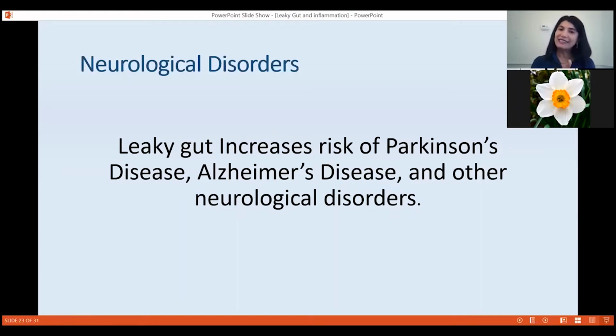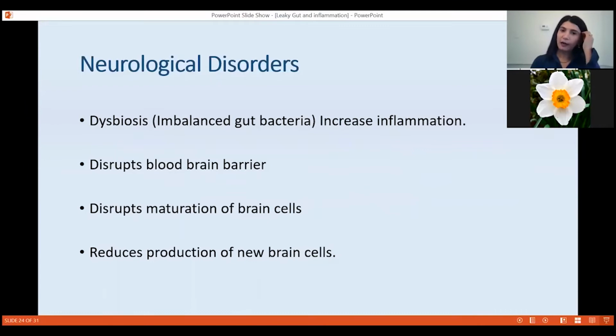So the question is: how does leaky gut, or how does the bacterial imbalance which is causing leaky gut, affect brain function? There are 4 mechanisms by which this connection happens. The first and foremost thing is to understand that there is something called the blood-brain barrier. The blood-brain barrier is actually a lining. That lining is a protective lining for the brain. That lining prevents all of the inflammatory molecules, drugs, and other toxic stuff from entering the brain. When someone has leaky gut or imbalanced gut bacteria, those imbalanced bacteria cause inflammation.